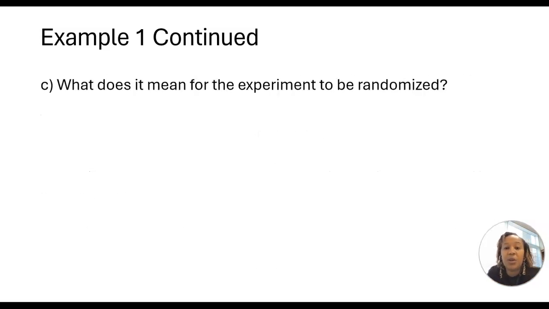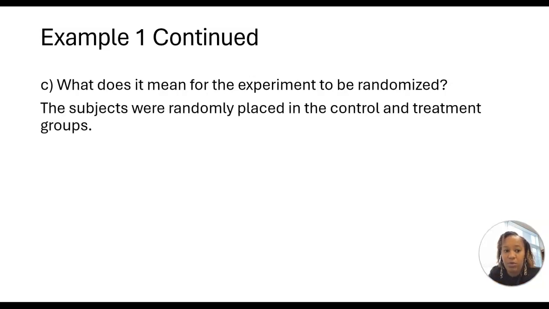What does it mean for the experiment to be randomized? Okay, so for it to be randomized, that is where the participants are randomly placed into the treatment group and the control group, all right? So the subjects were randomly placed into each group. That's what it means to be randomized.